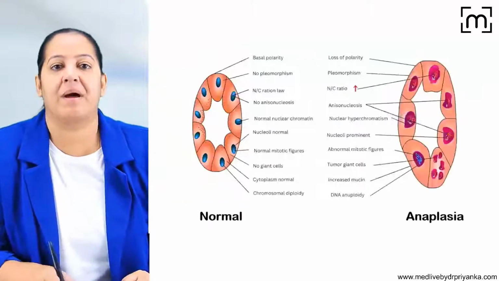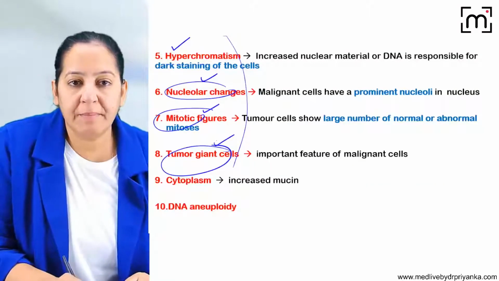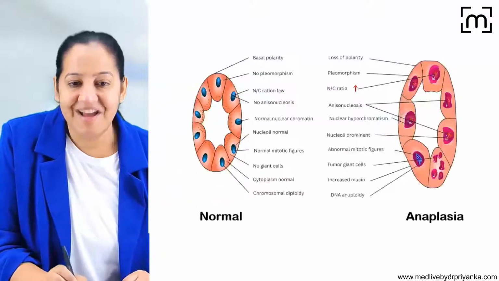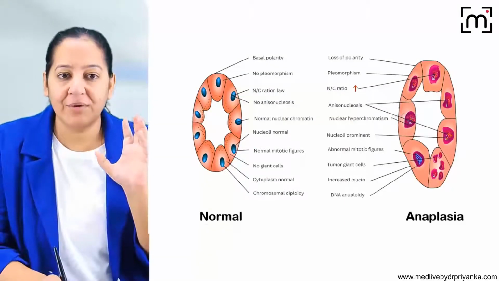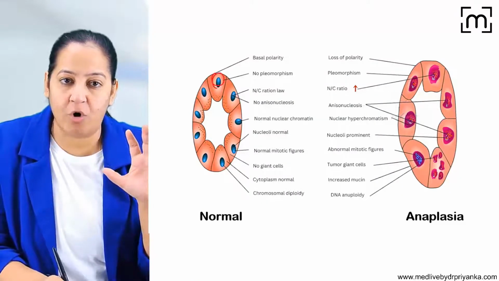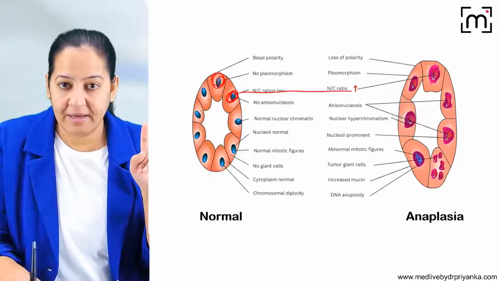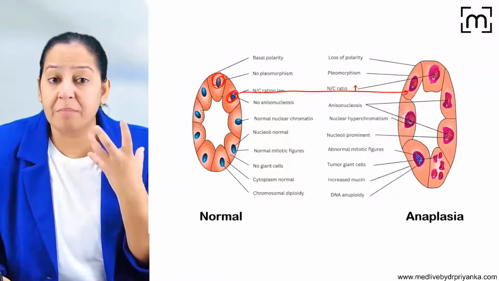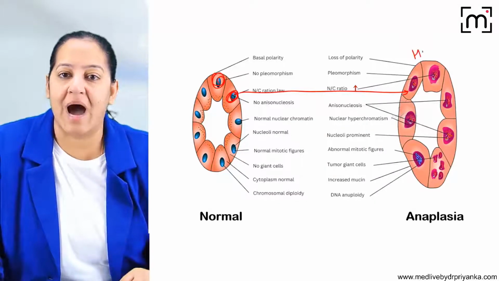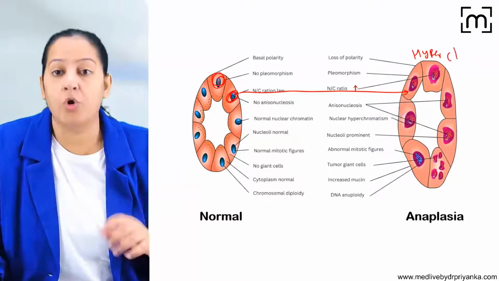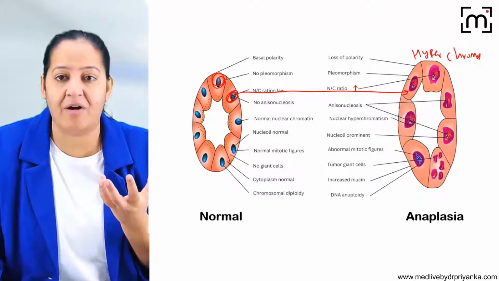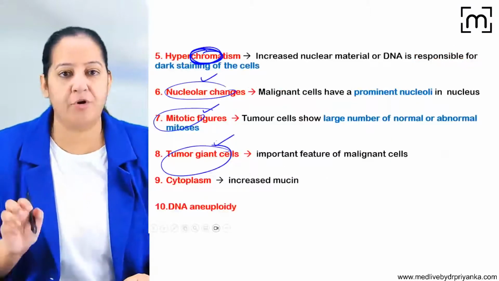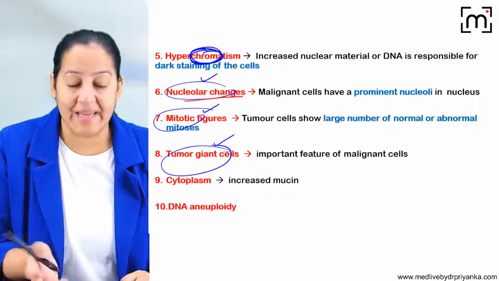So first is hyperchromatism. You know what is chroma? What do you mean by the term chroma? Chroma means color. Now see the color of the nucleus in both of them. Here the color of the nucleus is relatively normal. But here in anaplasia, the nucleus becomes compact, the chromatin becomes compact, so the nucleus becomes more dark in color. It is known as hyperchromatism. Hyper means more, chroma means color. So hyperchromatism means a dark colored nucleus.